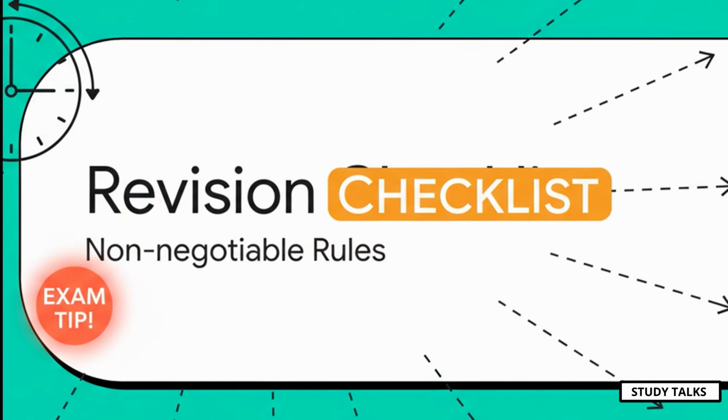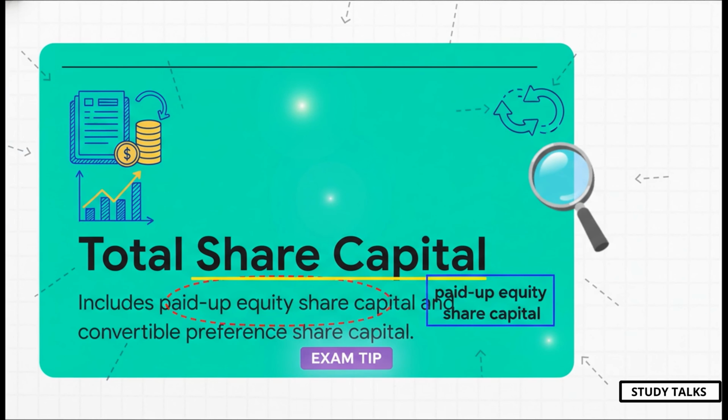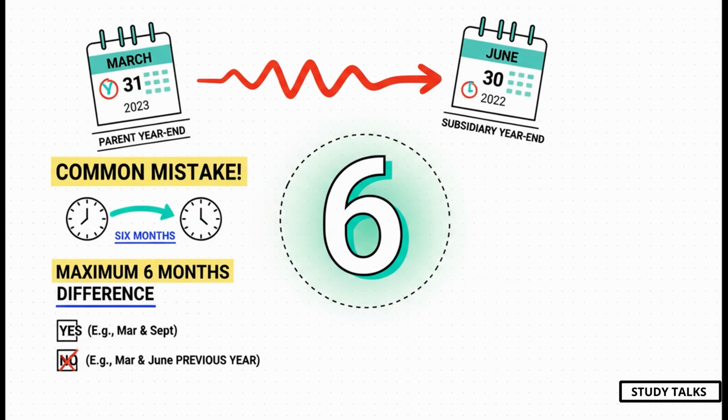All right, we're on the home stretch now. Section 5. This is your final rapid-fire checklist. These are the absolute non-negotiable rules you need to have locked in your brain before you walk into that exam. First off, what even is total share capital? When you're figuring out who has control, it's not just the equity shares. You have to include paid-up equity capital plus any convertible preference share capital. That detail matters.